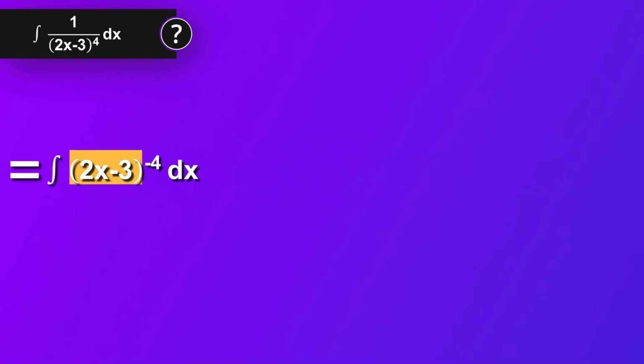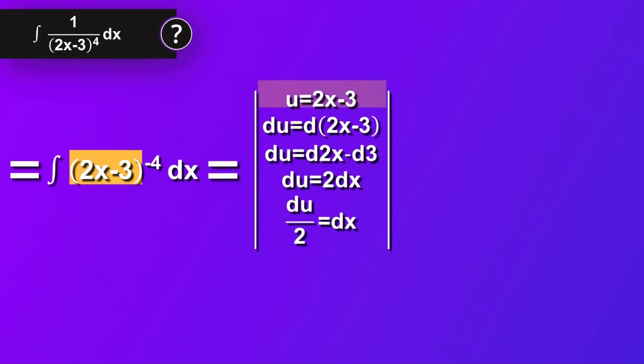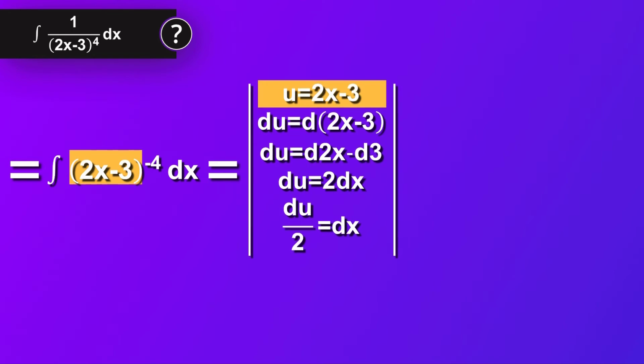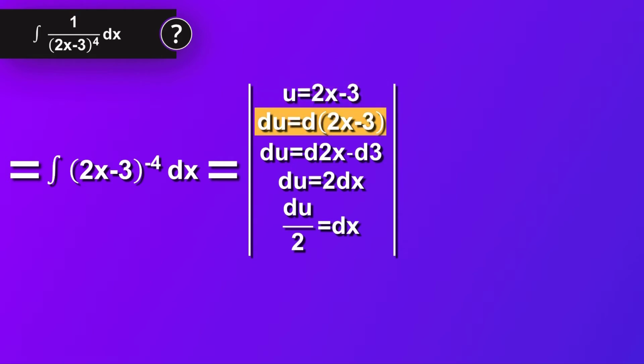Now it is a good time for substitution. We try to substitute the expression 2x minus 3. We say u is equal to 2x minus 3. We also have to know what the derivative of u is. So we write the derivative of u equals d(2x minus 3).